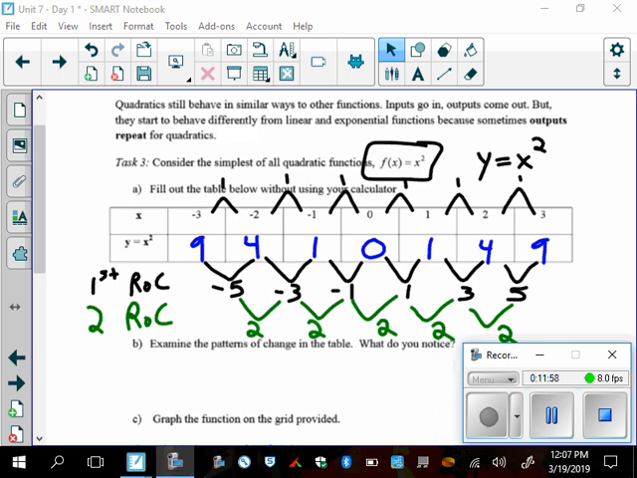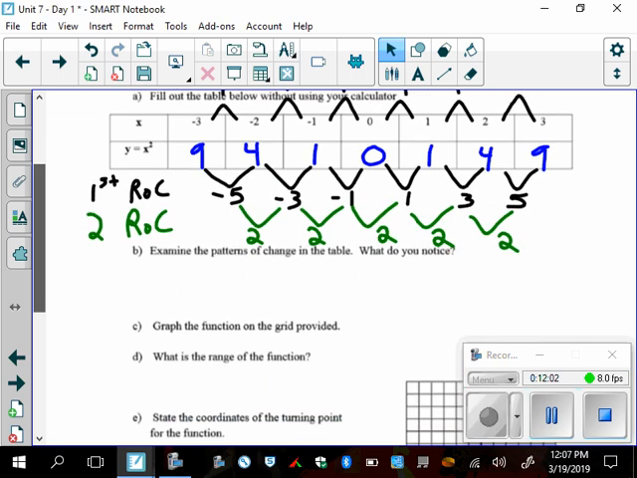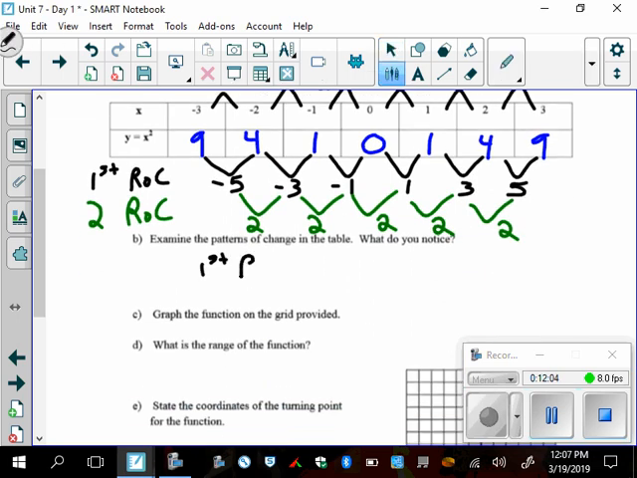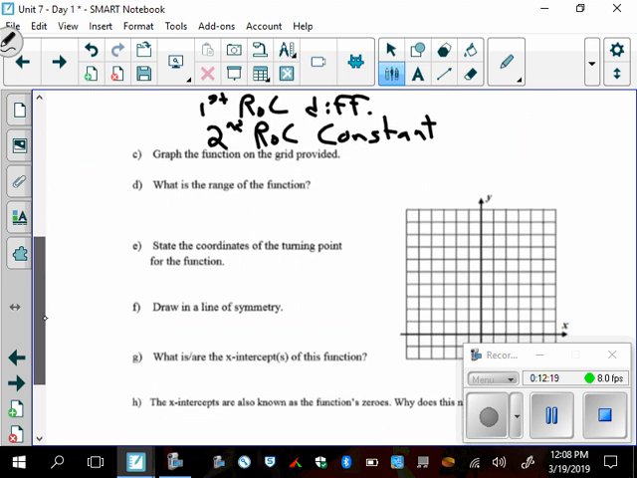And that would tell us, if we just had a table, that this is a quadratic function. All right. So the first rate of change was different. The second rate of change is constant. All right, so linear, the first rate of change was constant. The second rate of change is constant in this problem.